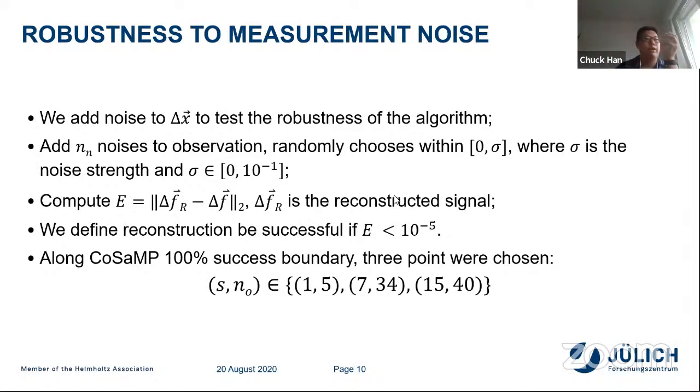We also choose 3 lines along the 100% success rate boundary on the previous slide's plots, where we basically see 3 different situations: low sparsity with a low number of inputs, medium sparsity with a medium number of inputs, and high sparsity with a high number of inputs. These are 3 different cases to see whether this will affect the reconstruction itself.